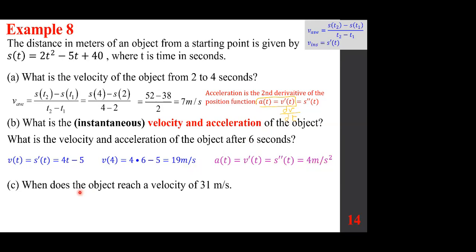Finally, when does the object reach a velocity of 31 meters per second? Well, velocity, set it equal to 31. Let's do that. So when we do that, we move the negative 5. We make it positive 5. So we divide 36 by 4, and it gives us 9. And the units, 9 seconds.